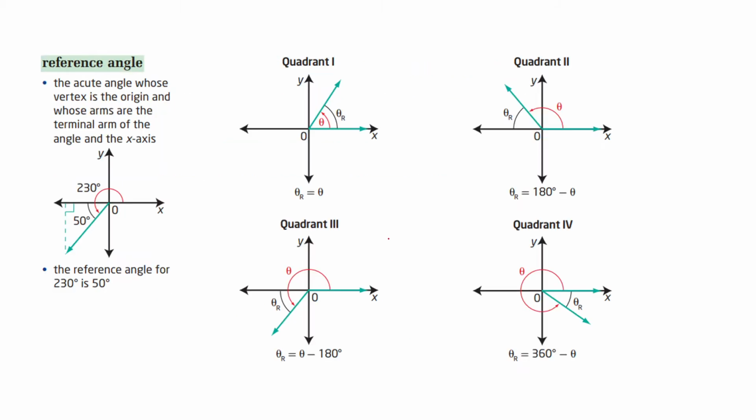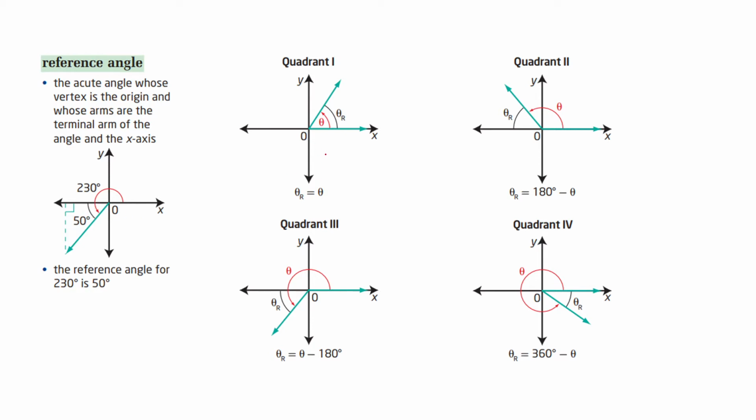And a new term, reference angle. Reference angle means the acute angle whose vertex is the origin and whose arms are the terminal arm of the angle and the axis. So for example, the angle 230, the reference angle is 230 minus 180, that is 50 degree.